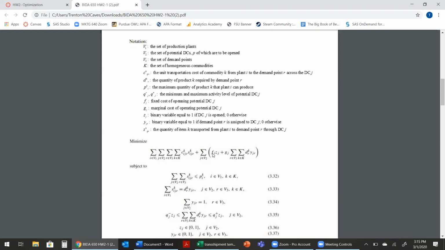Right, and each term, you can look at it as really being three main terms. Your first term is the first set, the sigma IV1, sigma JV2, RV3, CIJR. So you're explaining in that one what the CIJR and the SIJR are.